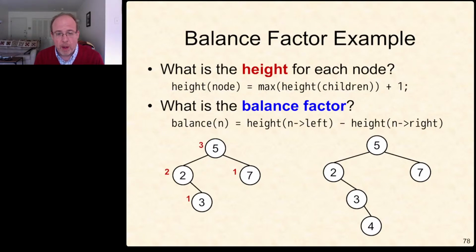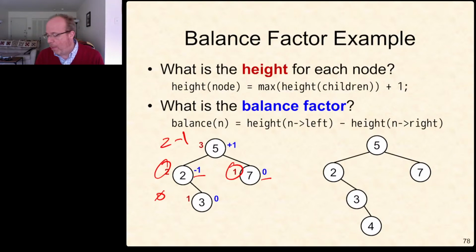That's 3. The balance factor at node 3 is 0 because 0 minus 0 is 0. The balance factor at node 2 is 0 minus 1, which is minus 1. The balance factor at node 7 is 0, 0 minus 0 is 0. The balance factor at node 5 is not minus 1 minus 0, which would be minus 1. It's 2 minus 1. So 2 minus 1 is plus 1.